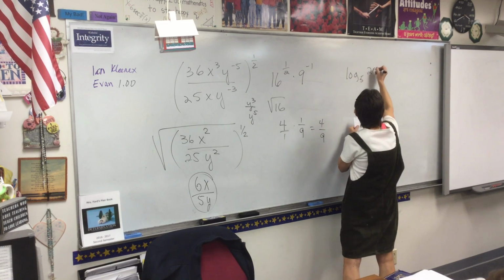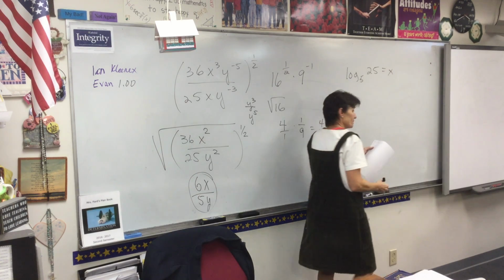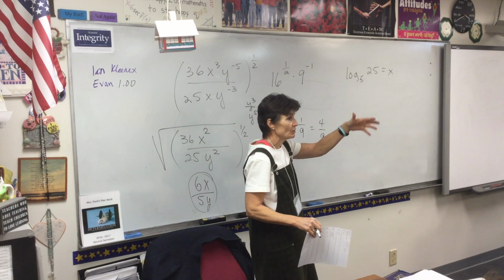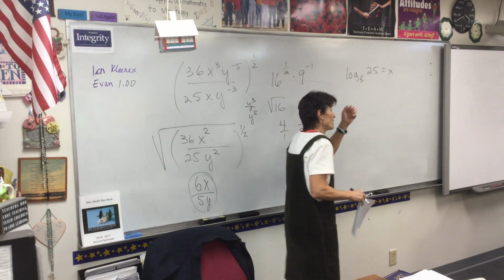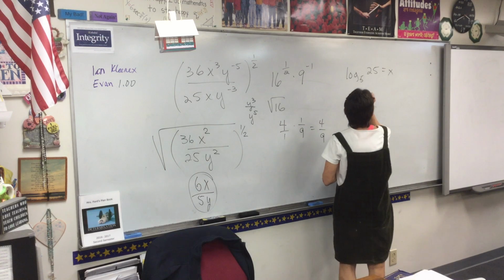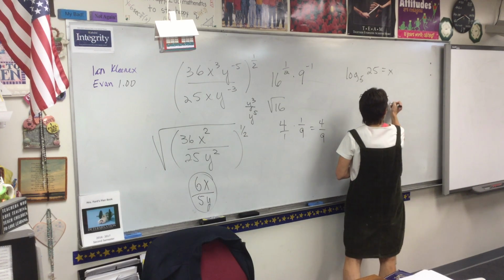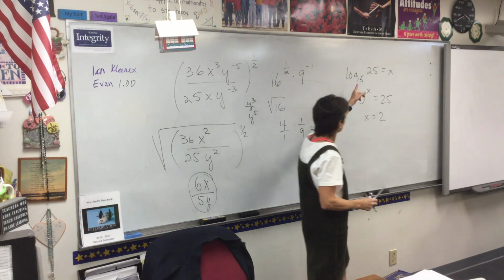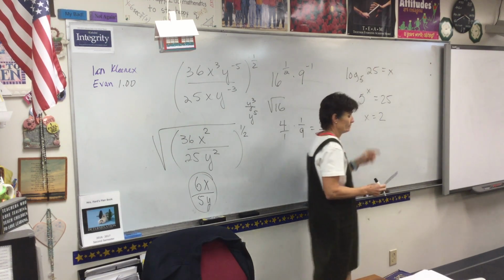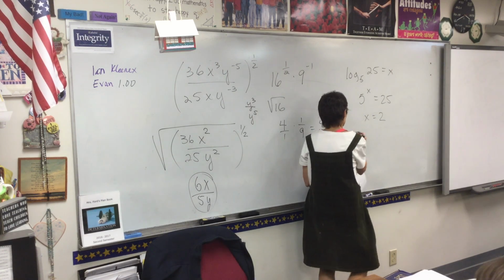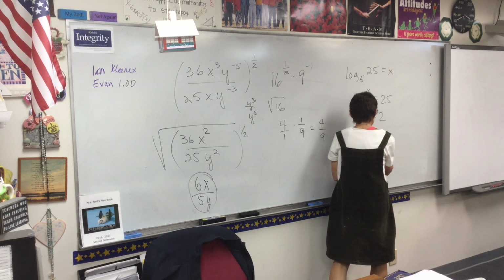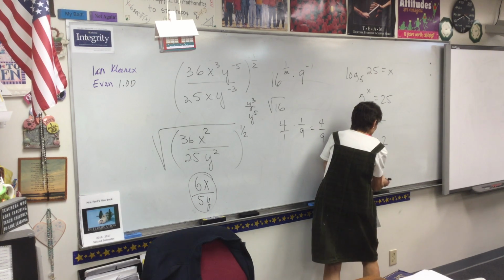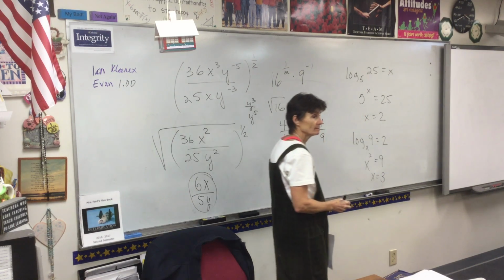Log base 5 of 25 equals x. Jalen says 2. Yes. Do you agree? Hopefully what you're all thinking is, 5 to what power is 25? And that is 2. D is 3. And you've already figured out this means x squared equals 9, so x is 3.